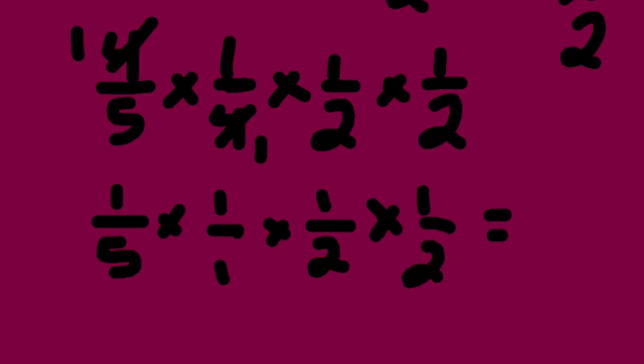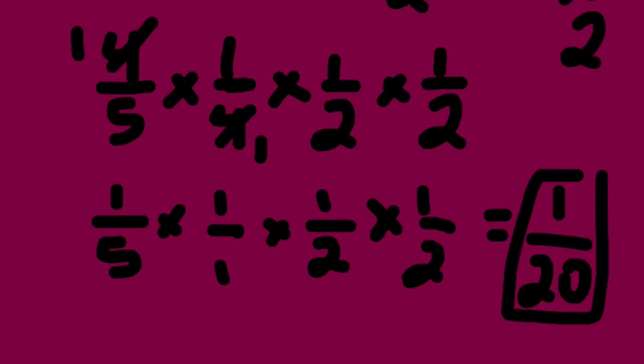So now I can't cancel anything, so what do I do? I multiply all the numerators and all the denominators together. So in the numerator, I have 1 times 1 times 1 times 1, which is 1. And in the denominator, I have 5 times 1 times 2 times 2. 5 times 1 is 5, 5 times 2 is 10, and 10 times 2 is 20. So I get 1 over 20, which is my answer.